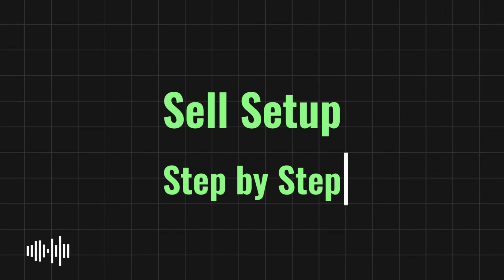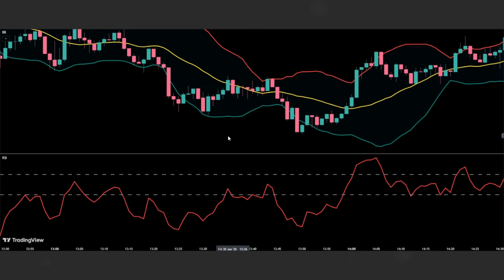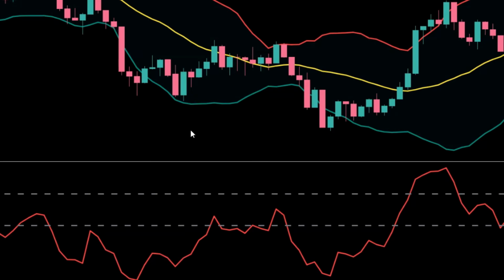Sell setup, step by step. Now let's flip everything for sell trades. First, RSI must be below 40. This confirms bearish pressure. Second, price moves up toward the upper Bollinger Band. We don't enter immediately. Third, price comes back inside the band. Finally, we wait for a bearish confirmation candle. After it closes, we enter the sell trade. No guessing, no chasing price.